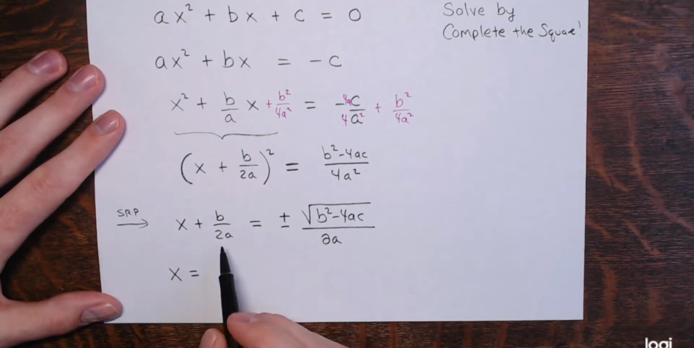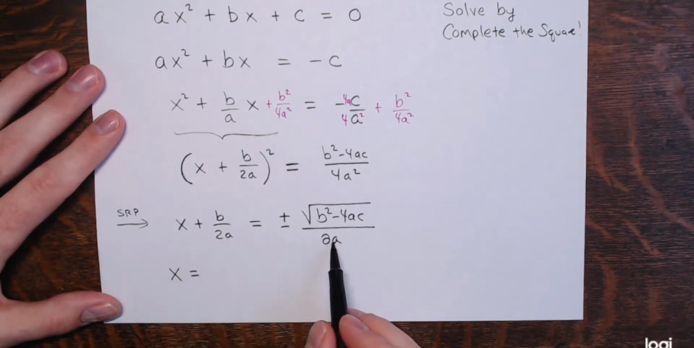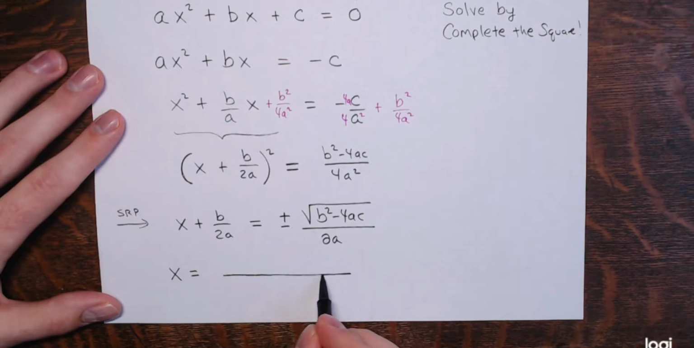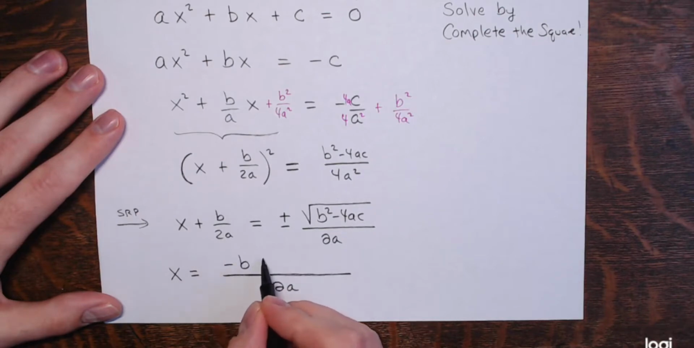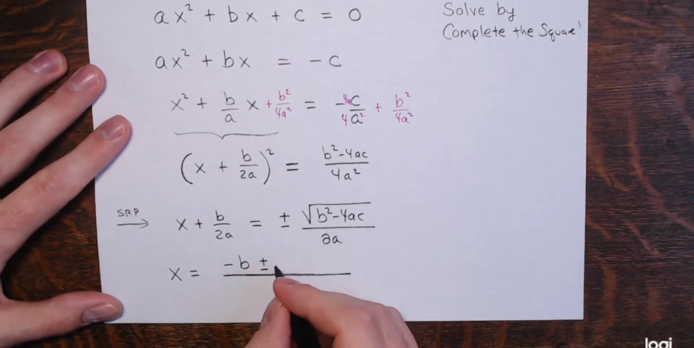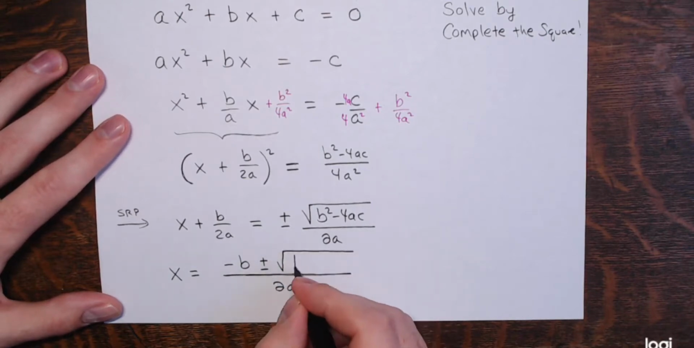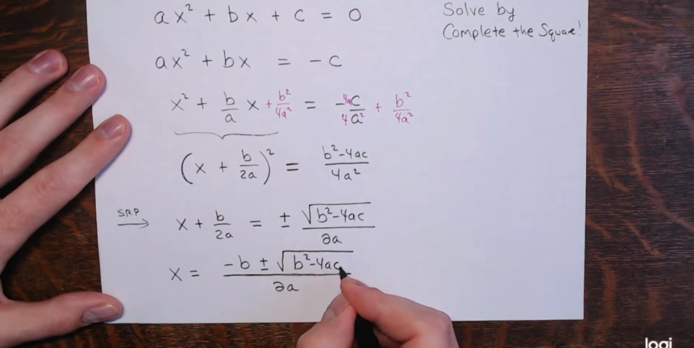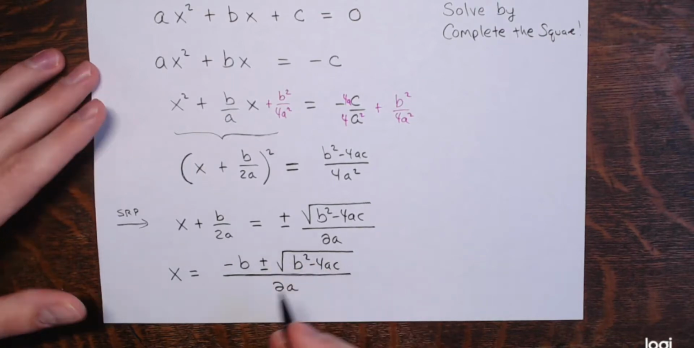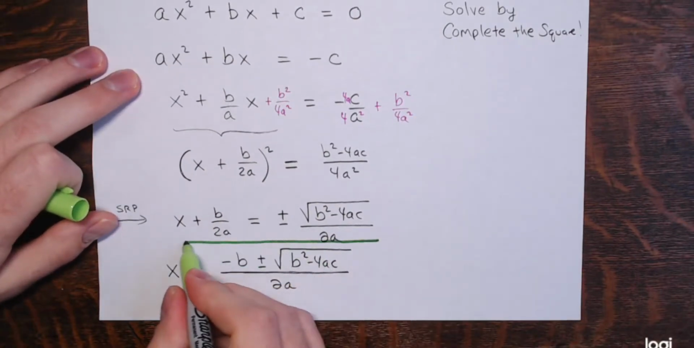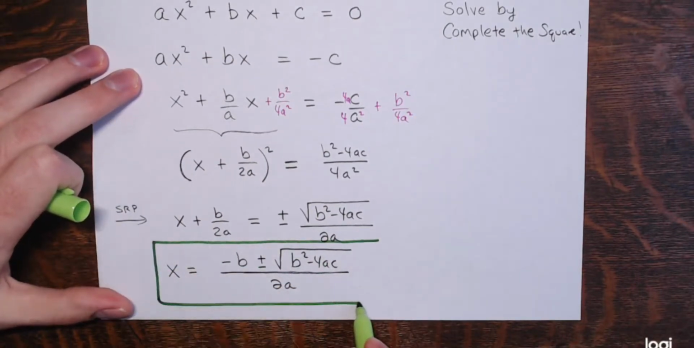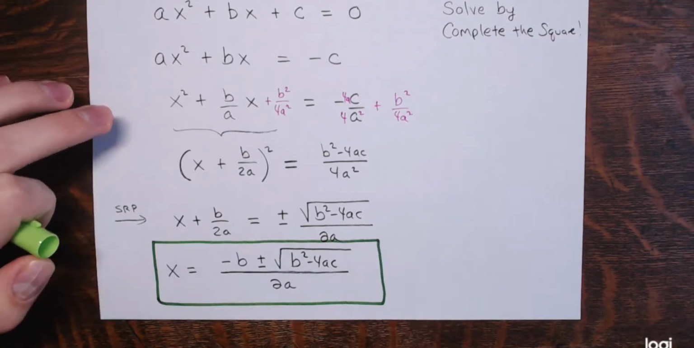And because these have the same denominator, 2a, you can put them together with a denominator of 2a, and the numerators would be subtracting. This would be negative b, and then you have one with the plus, one with the minus. There should be two separate solutions here, one with the plus, one with the minus, and then you have the square root of b squared minus 4ac, with the b squared minus 4ac all in the square root. You may have seen this before in your mathematical career, but this right here is called the quadratic formula.